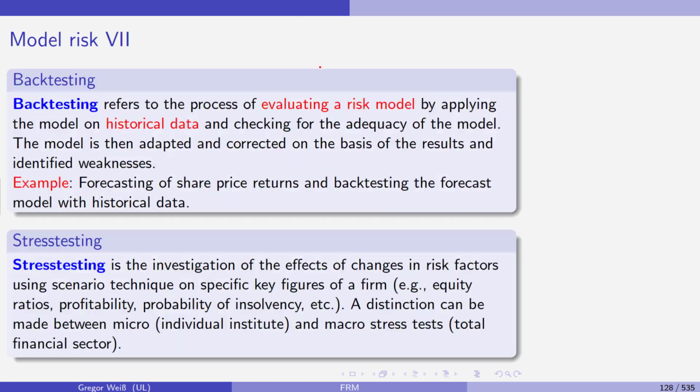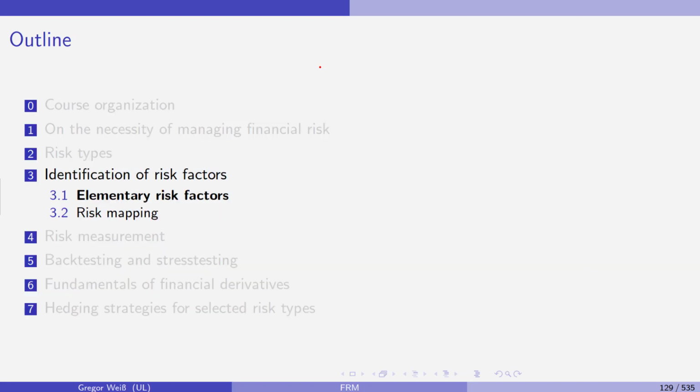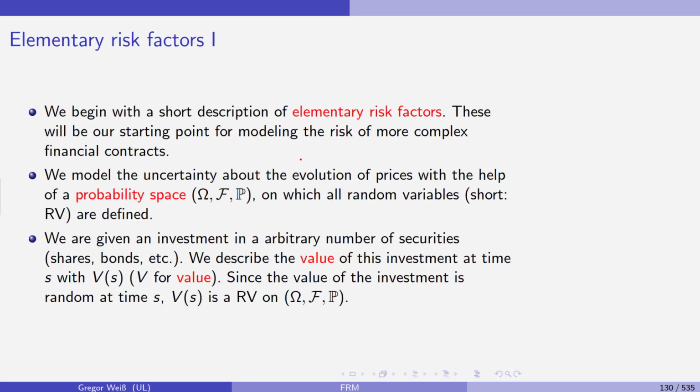Okay. So these are the most important types of risks, and then let's continue with the identification of risk factors, a little bit of quantitative risk management. So we'll start with risk measurement now. We've identified all our risks, and we want to measure our risk exposure.